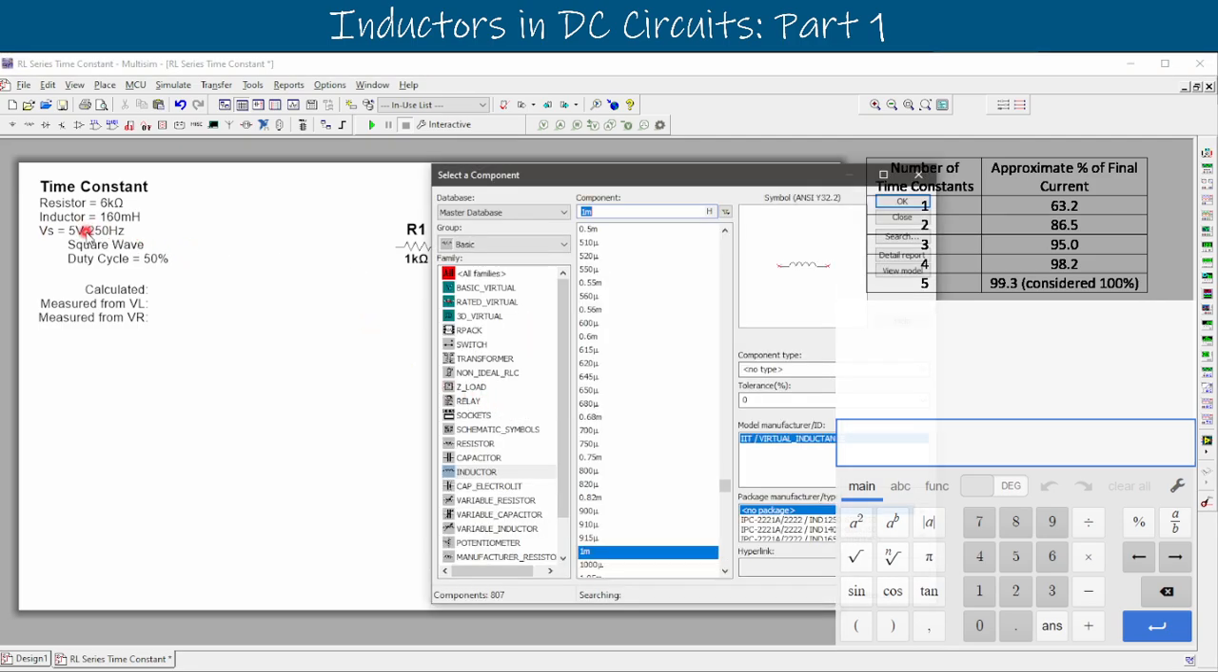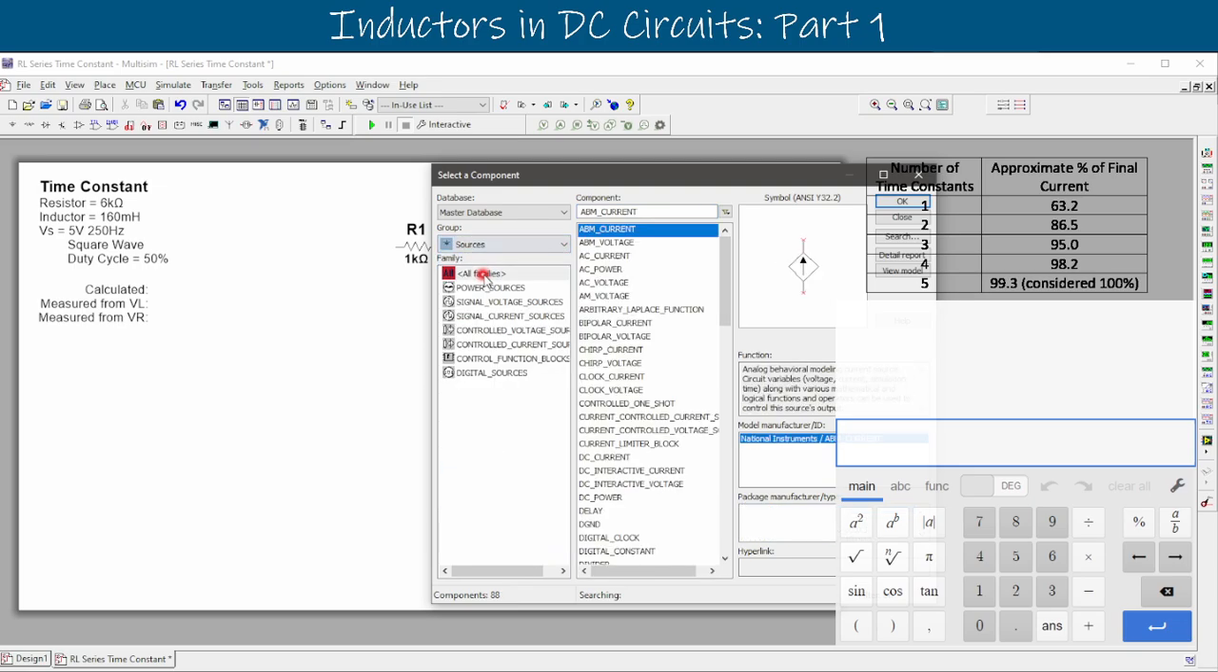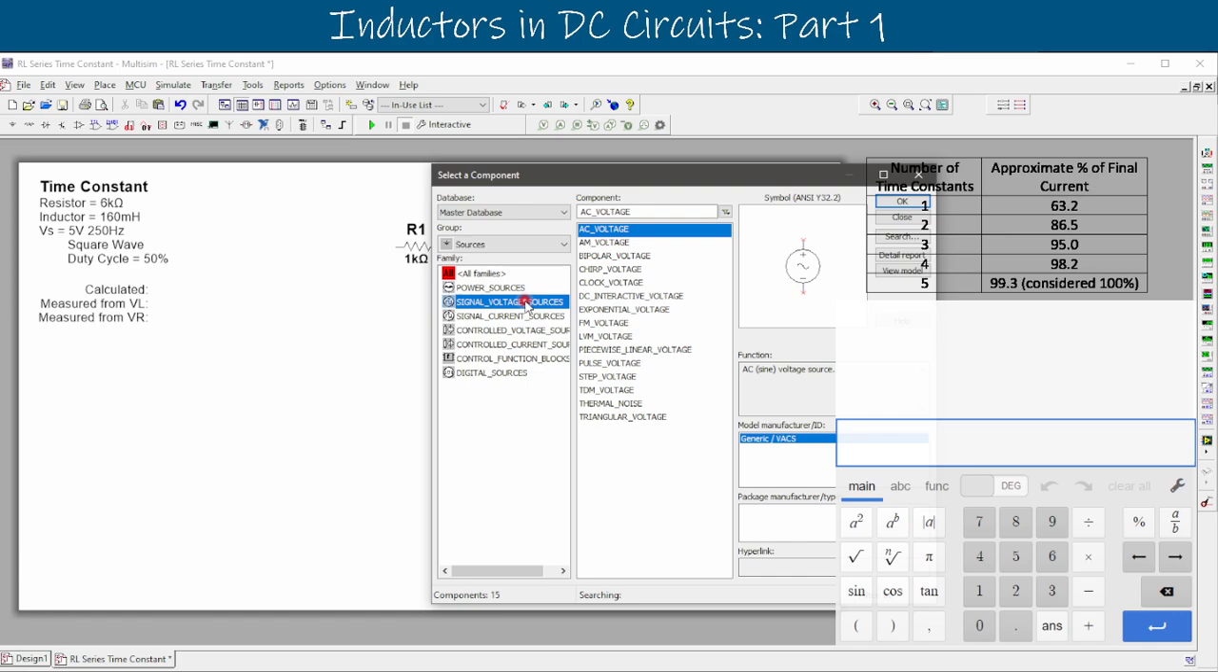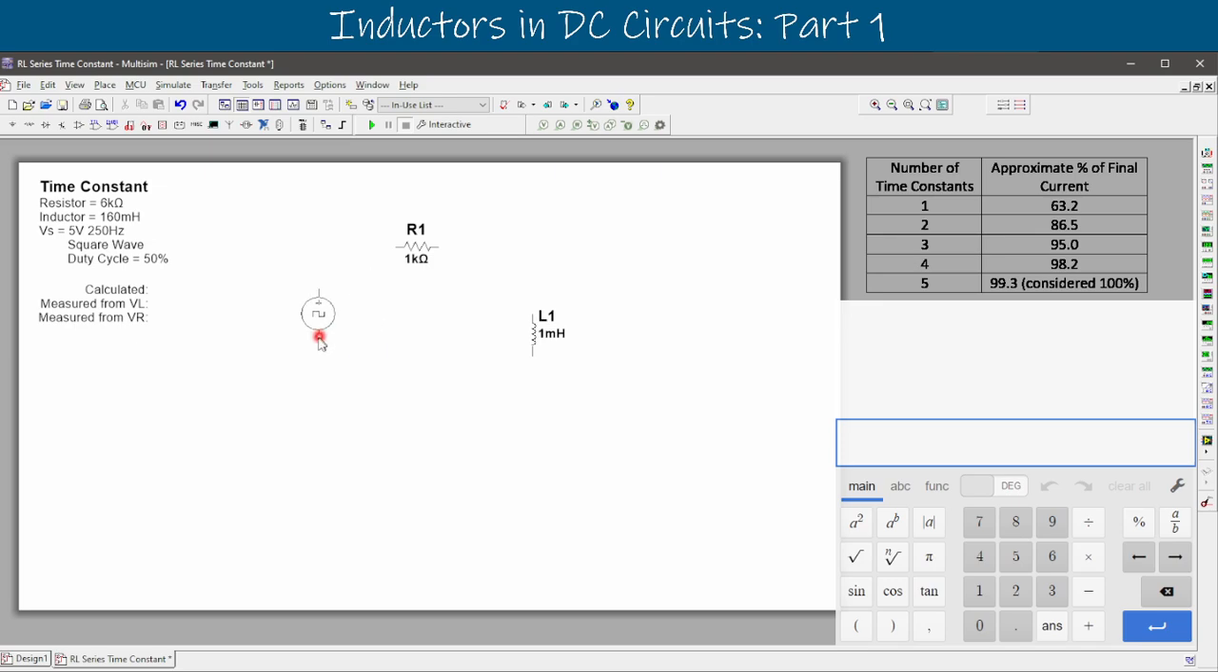Place that in. We also need a voltage source. There's two options for voltage sources. We can use the function generator over on the sidebar, second one down, and that allows us to put in a square wave with the duty cycle and a frequency. Or we can use a power source. So we'll go up here into sources, grab signal voltage sources, and select the clock voltage here. Okay, that's a square waveform.